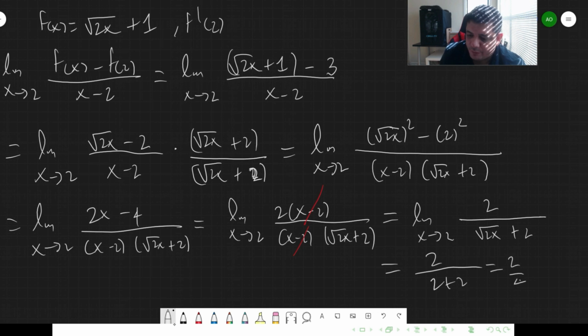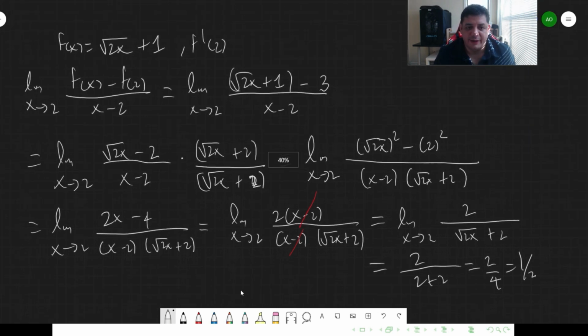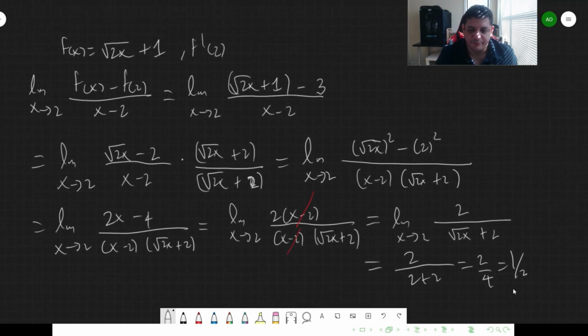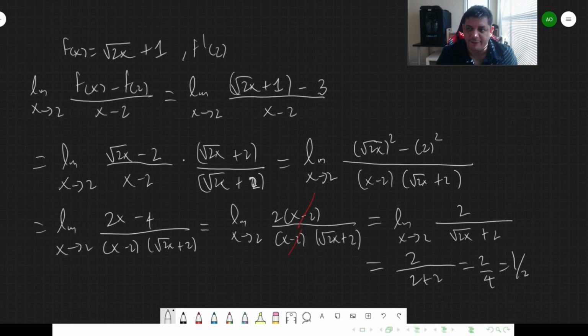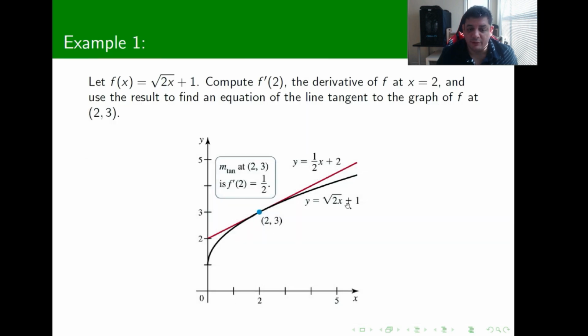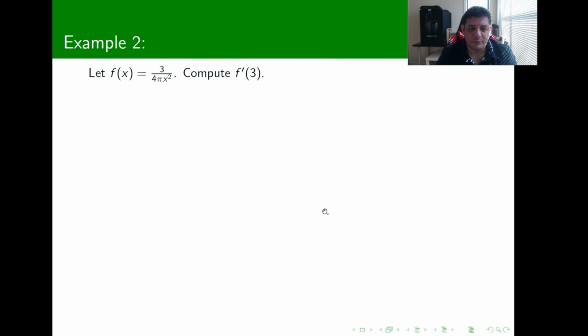And so we have 2 over 4, and we have 1/2. At this point, we find out what f prime of 2 is. Okay, f prime of 2 is 1/2, and now we use the 2 points, 2 and 3, and we can calculate the equation of the tangent line in there. Okay. One more example. Let's take f of x equals 3 over 4 pi x squared, and let's compute what f prime of 3 is.